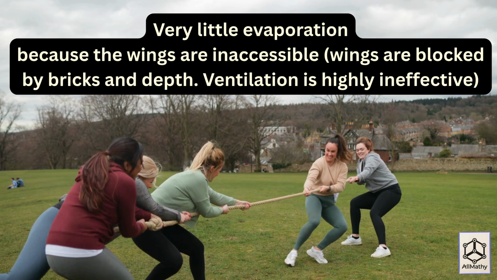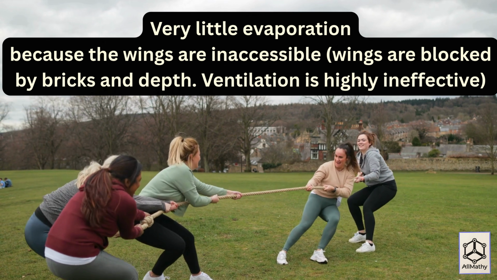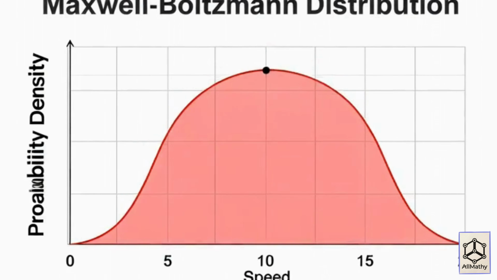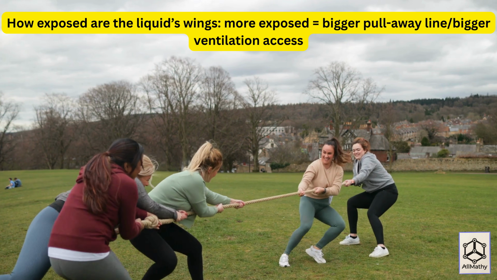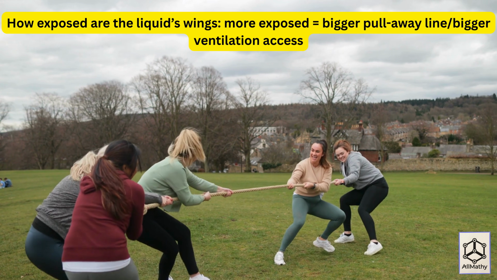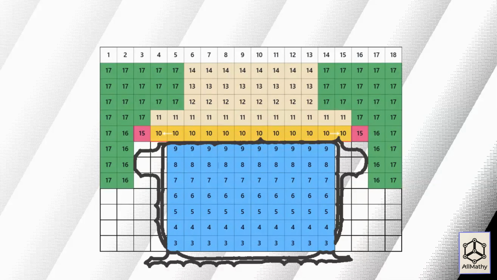And in the deep well, there is almost no evaporation because the pull-away line has almost no room to work its magic. So the difference is not just how many fast molecules exist. The difference is how big can your pull-away line get, and how fast can it get big. That is why Thing 2 matters so much.